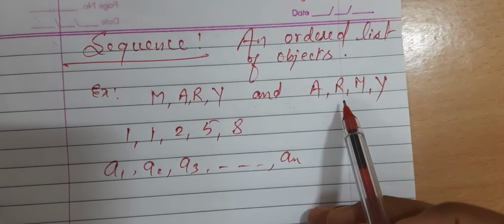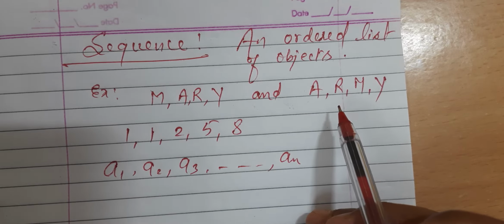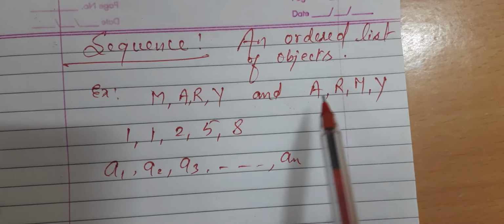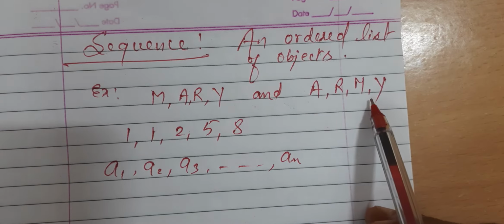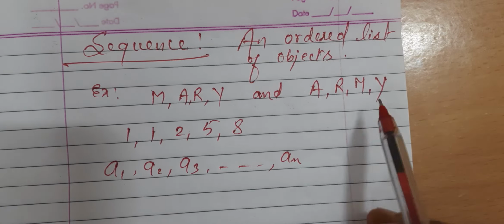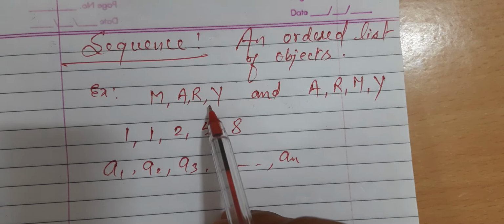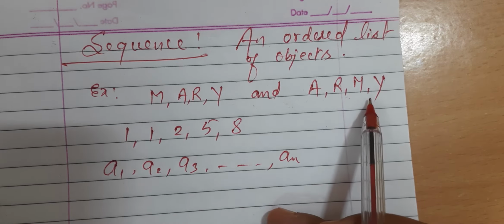These first two are sequences of letters, okay, and they are different, this MARY and ARMY. See, we are studying sequence, not set. In a set, order doesn't matter, but these are sequences. Here these two are different sequences, okay.